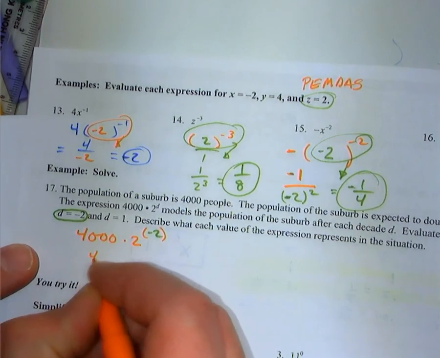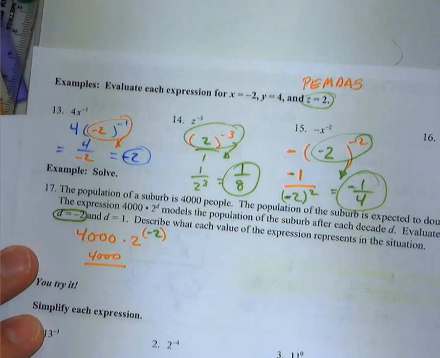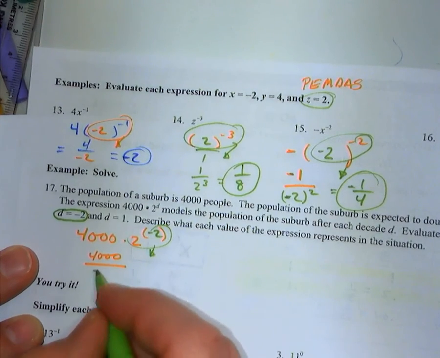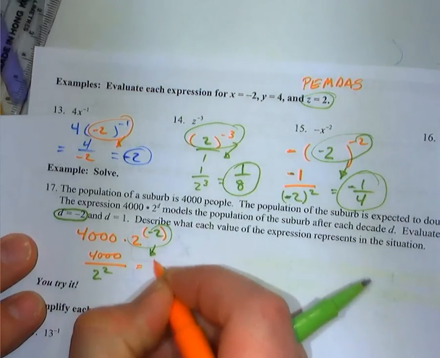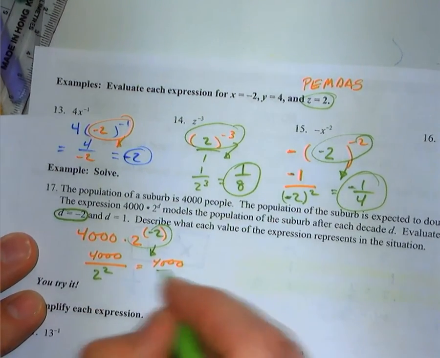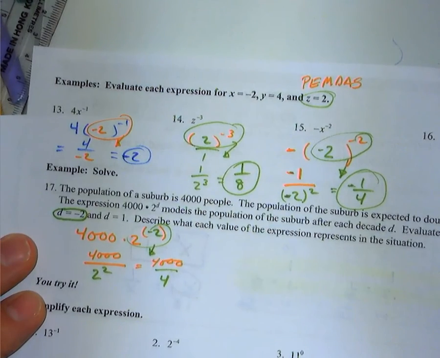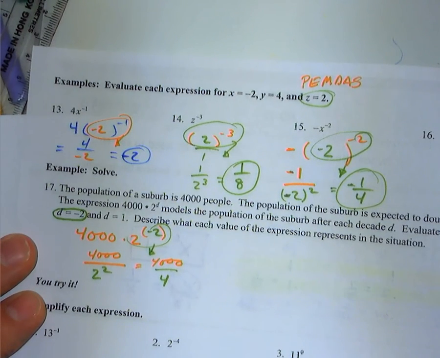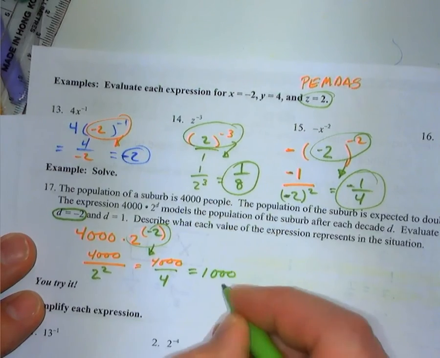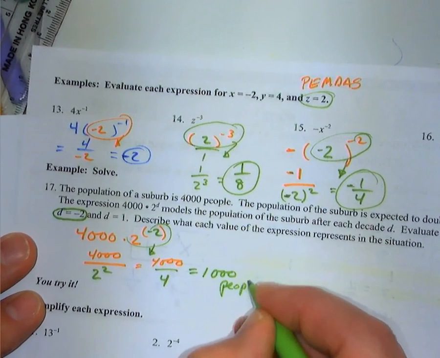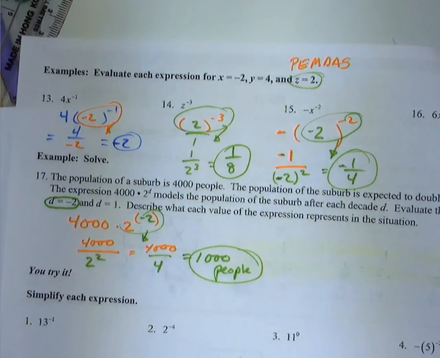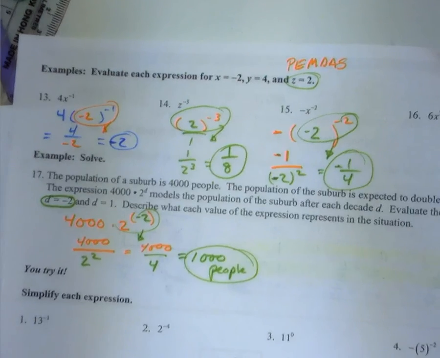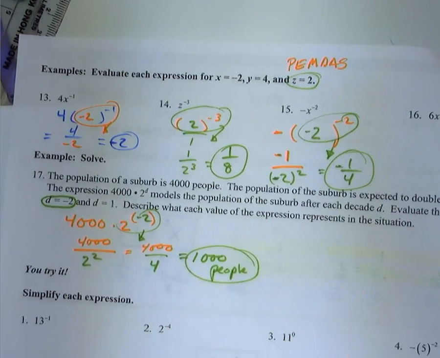So I still have 4,000 on top, but on the bottom I send this guy down, and now I have 2 squared, right? A negative exponent now becomes positive. So I simplify that a little bit. You guys can probably do this in your head. We know 2 squared, 2 times 2 is 4. And what's 4,000 divided by 4? And that equals 1,000 people, right? All right. Good stuff.